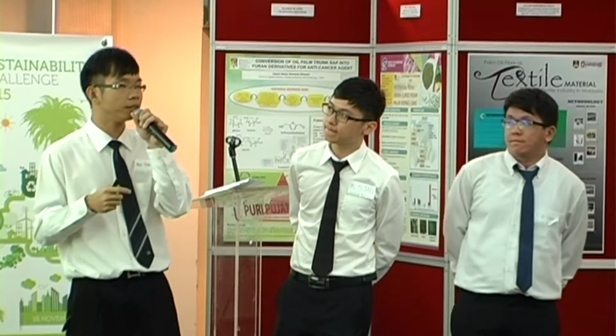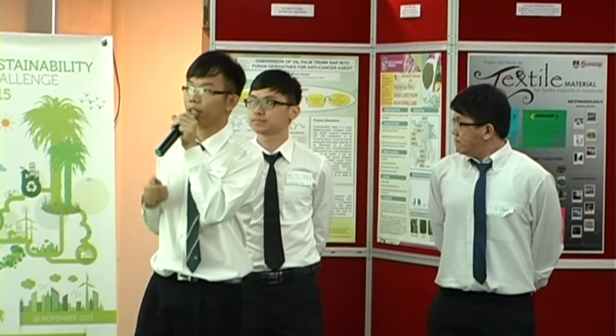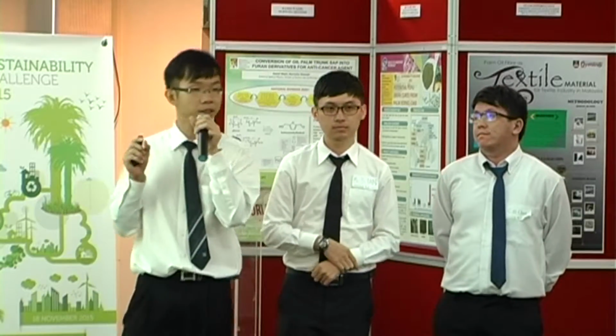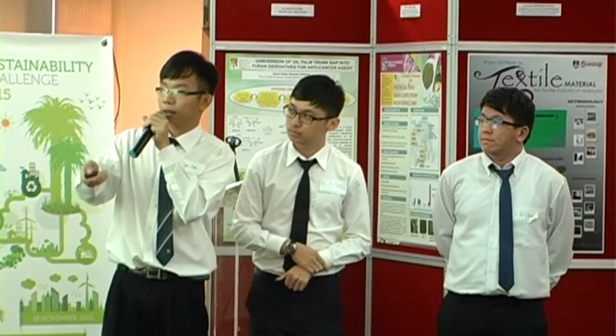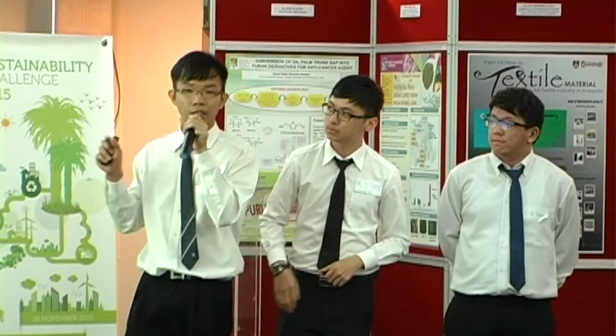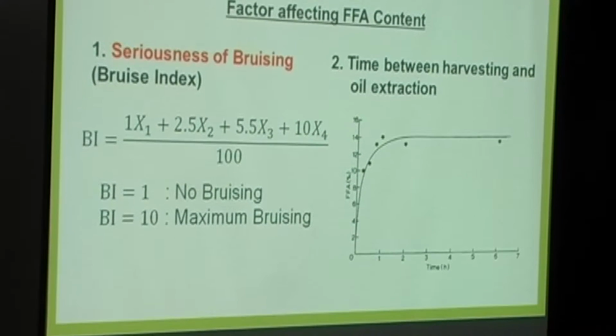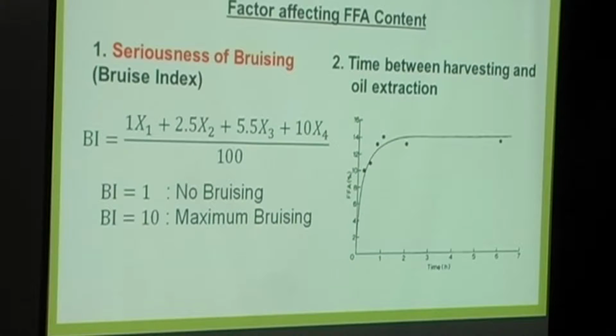So through research, we found that there are two factors that will affect the FFA content in the crude palm oil. First of all is the seriousness of the bruising. We can calculate it using the bruise index. So this is the formula. Besides, the time between the harvesting and the oil extraction is also very crucial. So the company is trying to extract the oil as soon as possible after harvesting. So as mechanical students, we are trying to tackle the first problem, that is the seriousness of bruising.